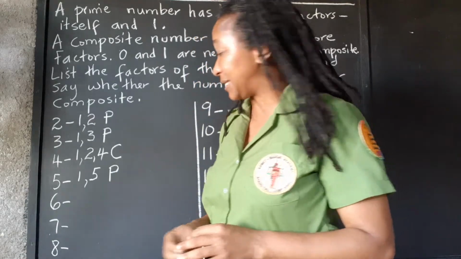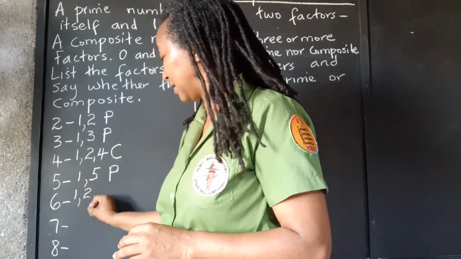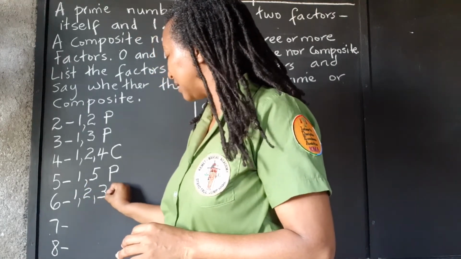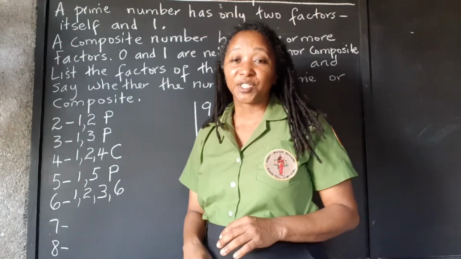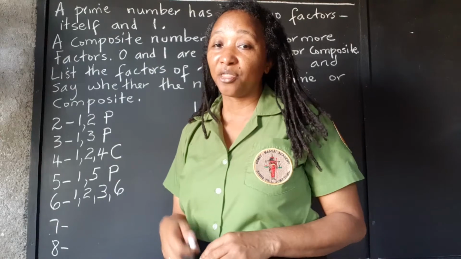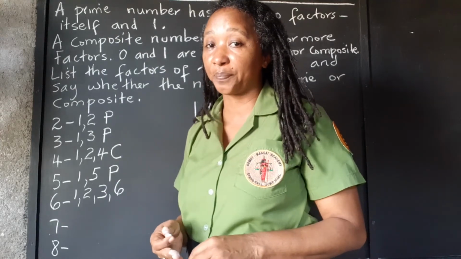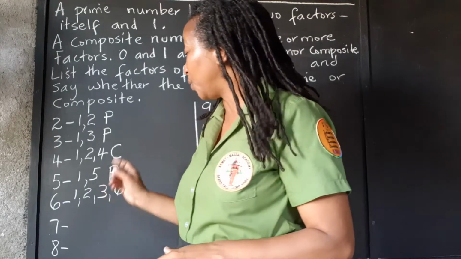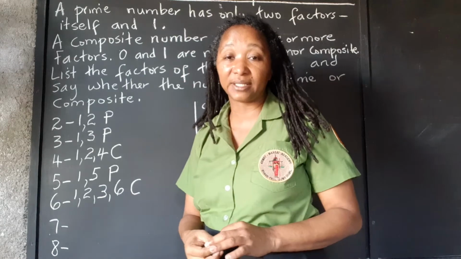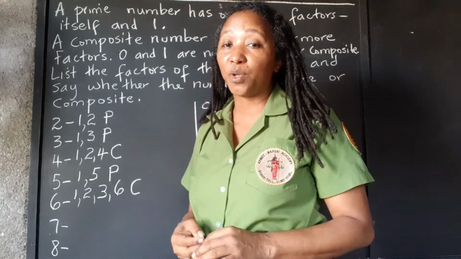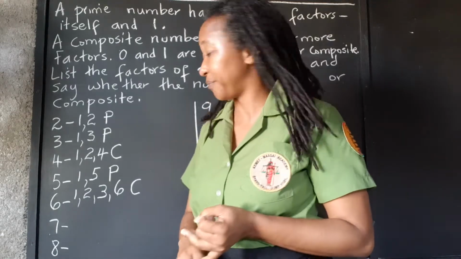Alright, so let's look at 6. We know 1 can go into 6. 2 can go into 6. 3 can go into 6. 6 can go into itself. So 6 has passed the number of factors that would qualify it to be prime. It's not prime, so we know it's definitely composite. It has 4 factors. In order to be prime, you can only have 2 factors, 1 and yourself.